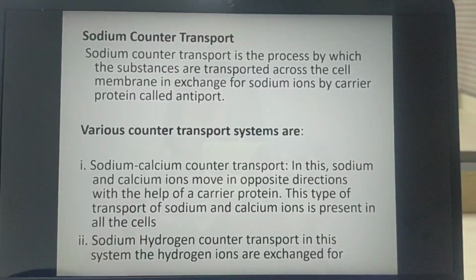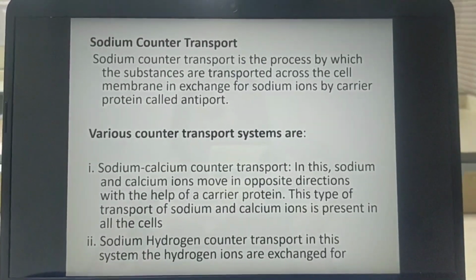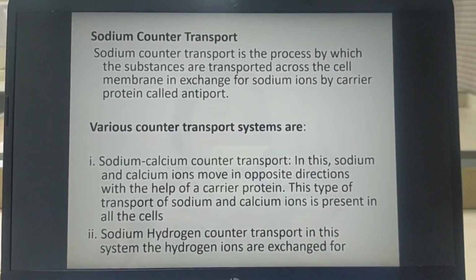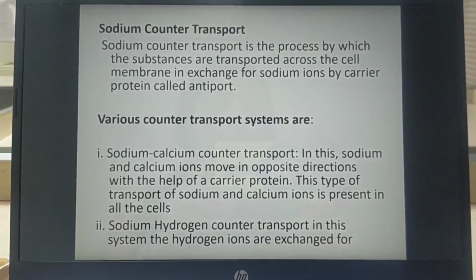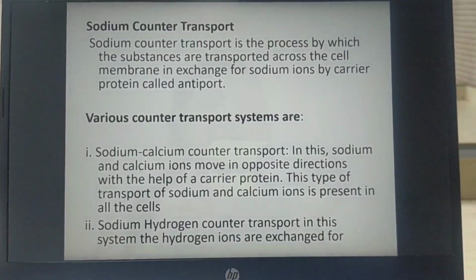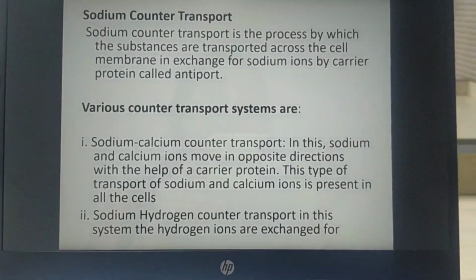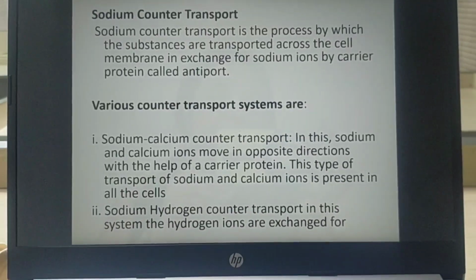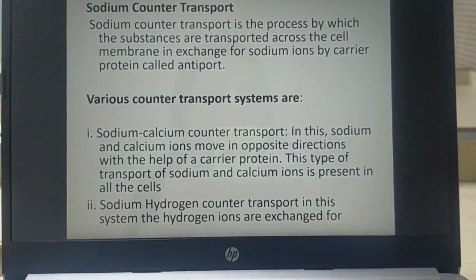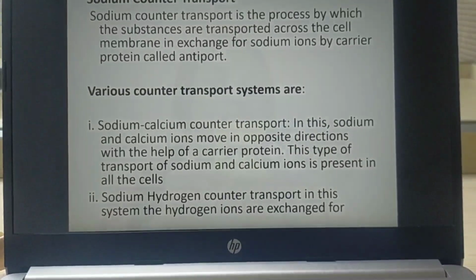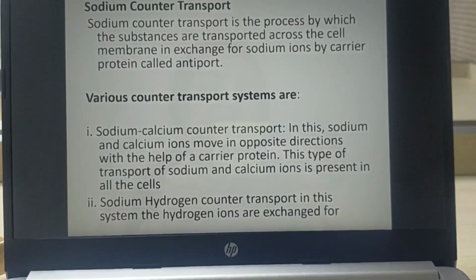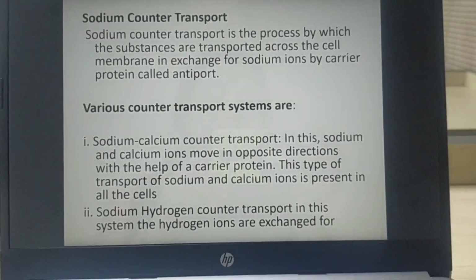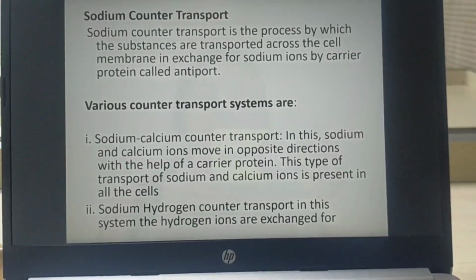Sodium counter-transport. Sodium counter-transport is a process by which the substances transported across the cell membrane are exchanged for sodium ions by the carrier protein called antiport. Various counter-transport systems are there. First is sodium-calcium counter-transport. In this, sodium and calcium ions move in opposite directions with the help of a carrier protein. This type of transport of sodium and calcium ion is present in all the cells.